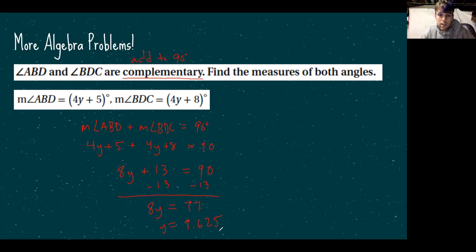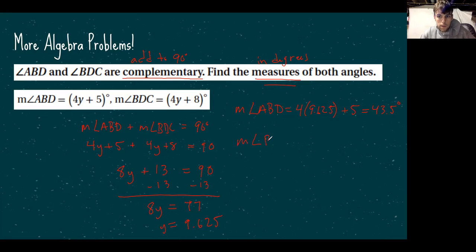So again, we solve for the variable, which is great. It's not the answer yet, though. We want to make sure to substitute that back in here and find the measures. Because when we say find the measures, what we're talking about is in degrees. So we actually want to figure that out. So measure of angle ABD is 4 times 9.625 plus 5. So I'm getting 43.5 degrees for my first measurement.